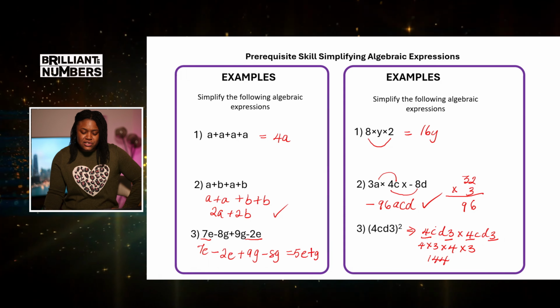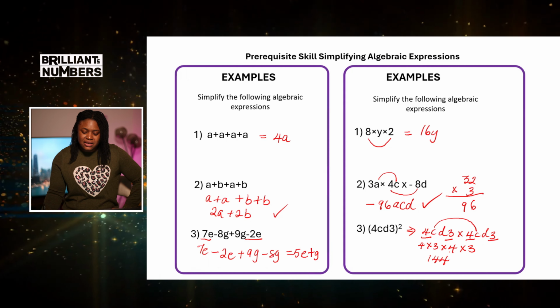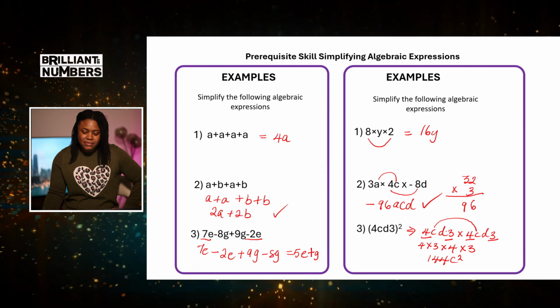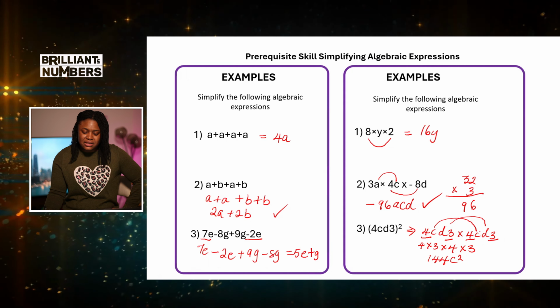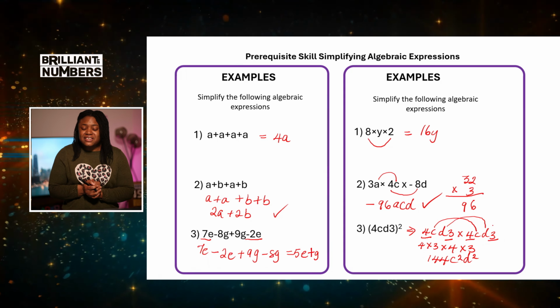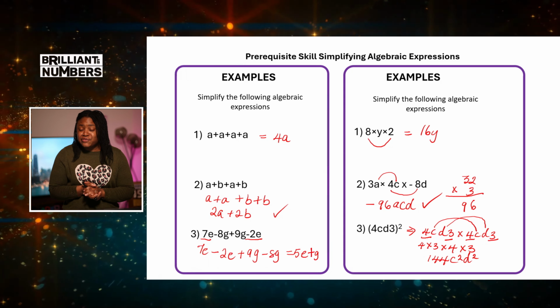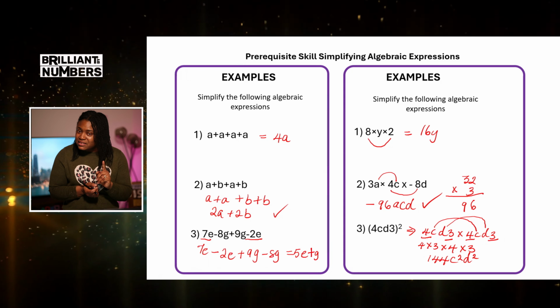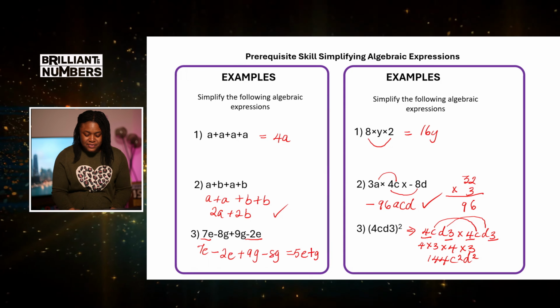And then I need to consider c times c is c squared, and d times d is d squared. So my final answer is 144 c squared d squared.